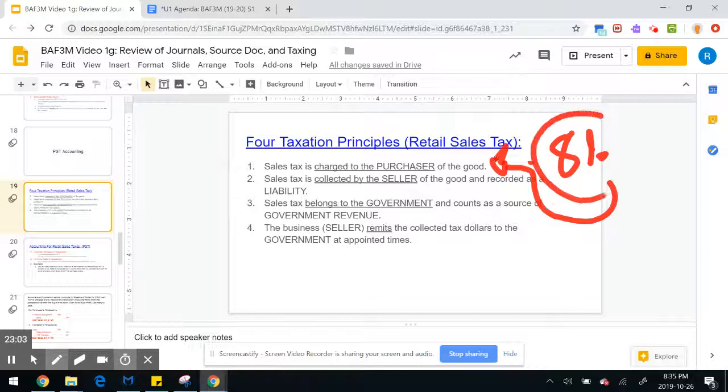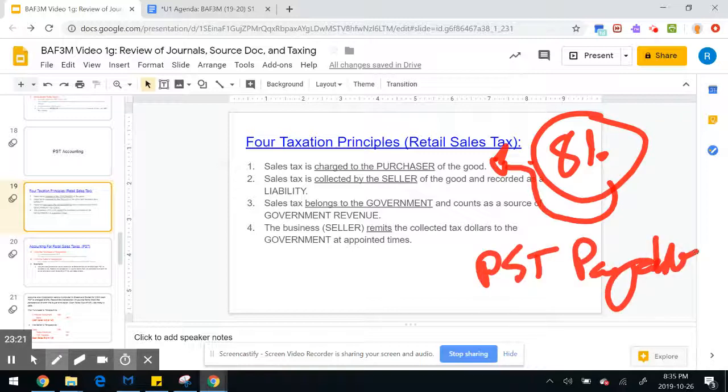However, the business doesn't actually get to claim this 8% they've added to the price of the good as revenue. It's not revenue. This is just us collecting the cash and holding it for the government. This is the government's money. And that's why we have to create this account called PST payable. And every time we sell something and collect tax from a customer, we're going to keep crediting PST payable, just like any liability account. And we call it liability because it's sort of like a debt that we're just holding for the government. And that debt gets a little bit bigger every time we make a sale.